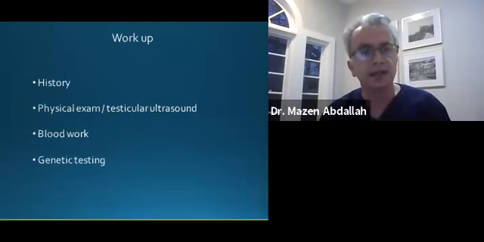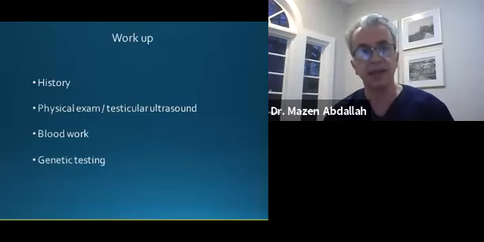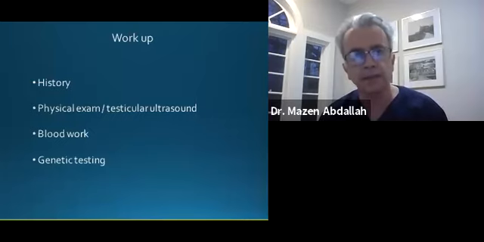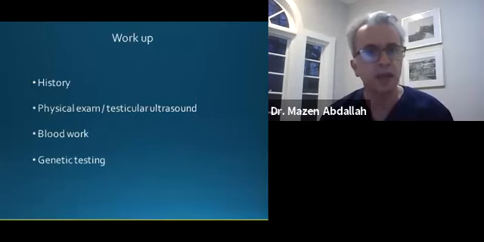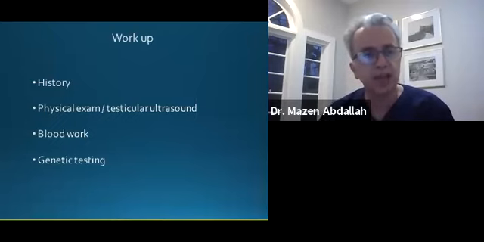And then we do a physical exam. On a physical exam, we're going to look at the size and consistency of the testicle. We're looking for some structures behind the testicle that we refer to as varicose veins. Also, we're going to look at the presence or absence of the vas deferens. And ultrasound can also help us differentiate whether there's any varicocele or not.